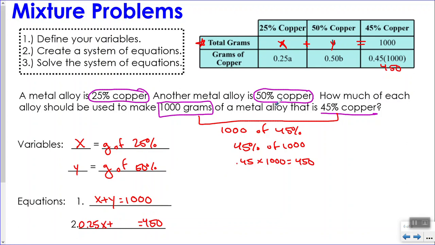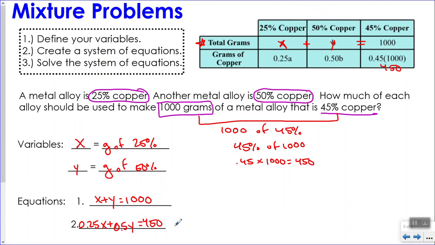Then we do the same thing with the other alloy that's half copper, or 50%. So if I had 10 grams of this alloy, 5 of them would be copper. If I had 1,000 grams, 500 would be copper. So here we just want 50% or 0.5 times y.